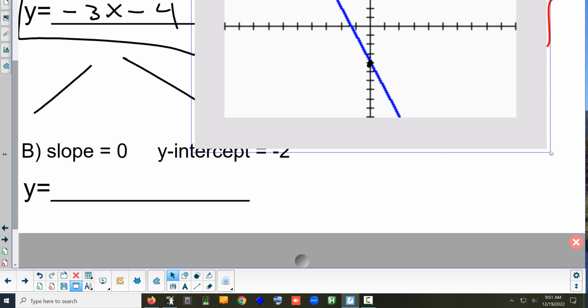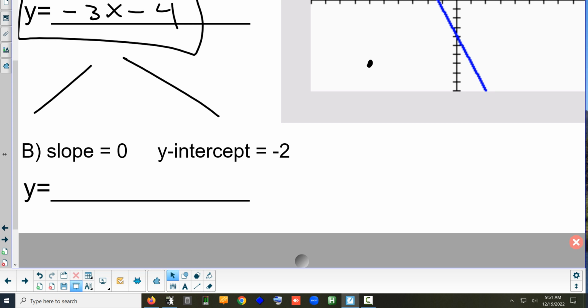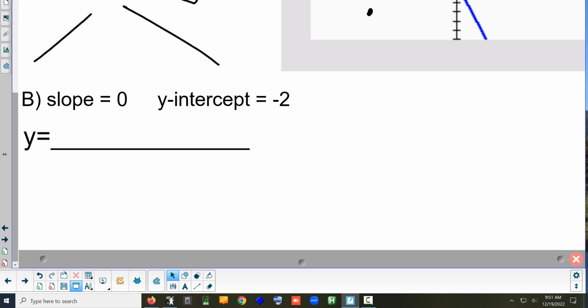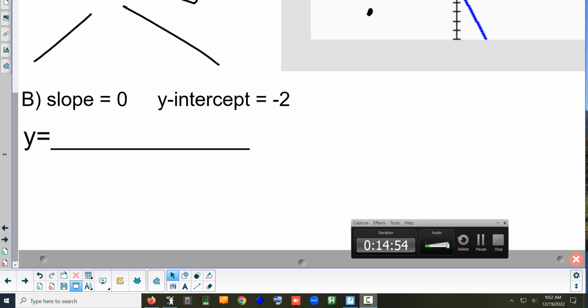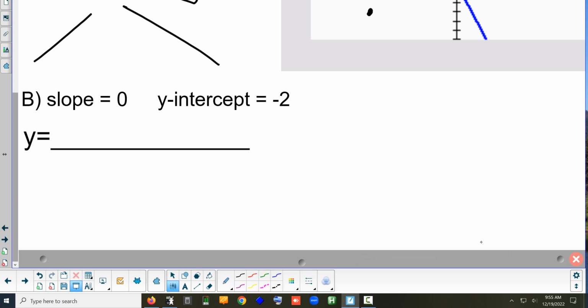All right. Why don't you guys take a minute and try that one. So example B says the slope is 0 and the y-intercept is -2. All right, guys, let's take a look at this one together. So they're telling us here the slope is 0 and the y-intercept is -2. Okay, so here's my equation.